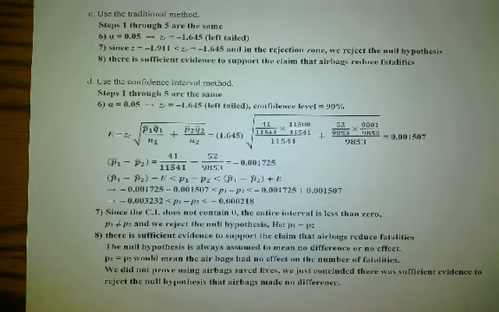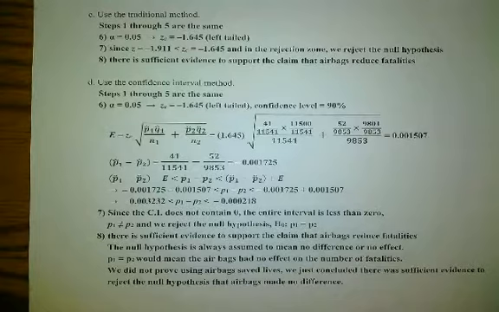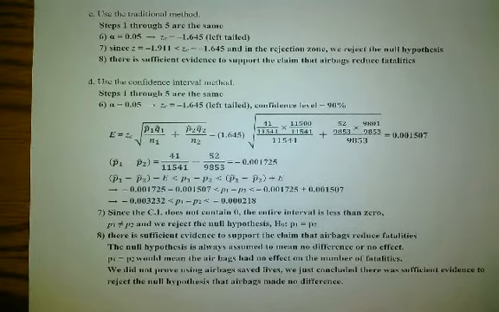Therefore, there is sufficient evidence to support the claim that airbags reduce fatalities. The null hypothesis is always assumed to mean no difference or no effect. Since we rejected that, we're saying there is evidence to support a difference or an effect. p1 equals p2 would mean the airbags had no effect on the number of fatalities. Please note, we did not prove using airbags saved lives. We just concluded there was sufficient evidence to reject the null hypothesis that airbags made no difference. And so that concludes Chapter 8.